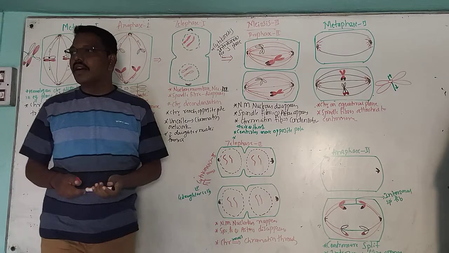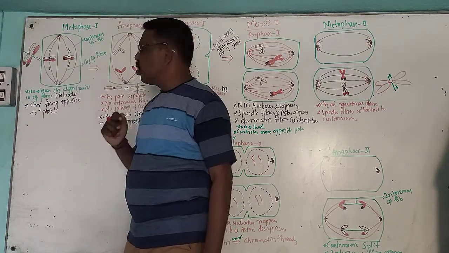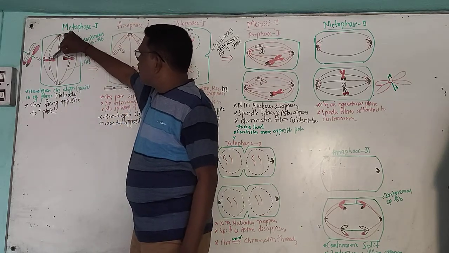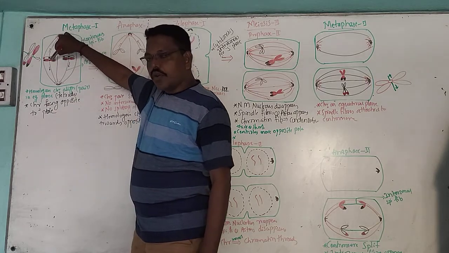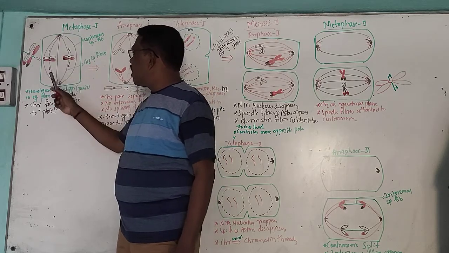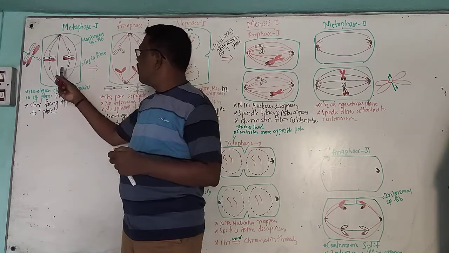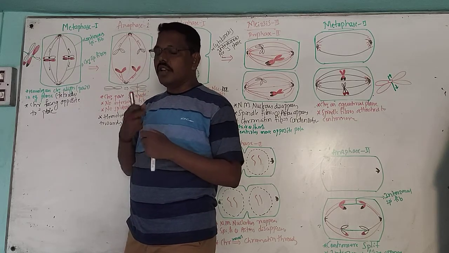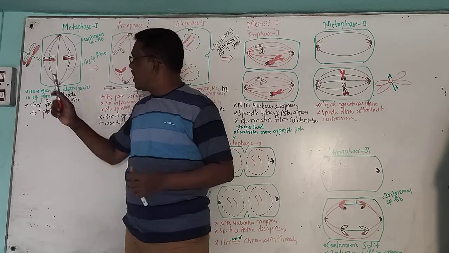Homologous chromosomes, you will see here. Already I have told you what we mean by homologous chromosomes. Those homologous chromosomes will come towards the center of the nucleus, align at the equator of the nucleus, in pairs. Already they exchange genetic material in the prophase, that is the recombination of the DNA. Then they will arrange in the equatorial plane in tetrad form.